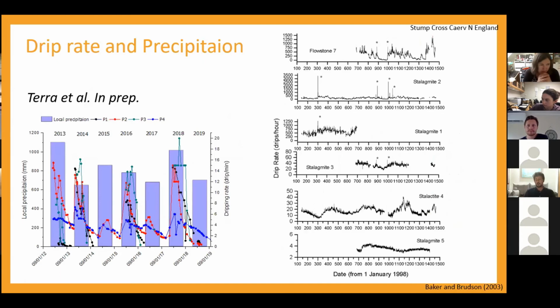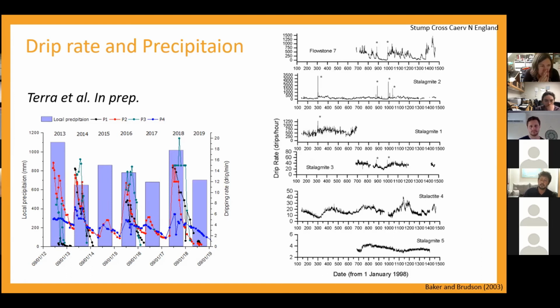And another problem, however, is that the annual variation of the dripping does not present a good linear relationship with the annual variation in precipitation, because there's a lot of complex interaction and complex mixing in the karst system. So the interannual variation of the dripping rate sometimes does not match the interannual variation in precipitation.